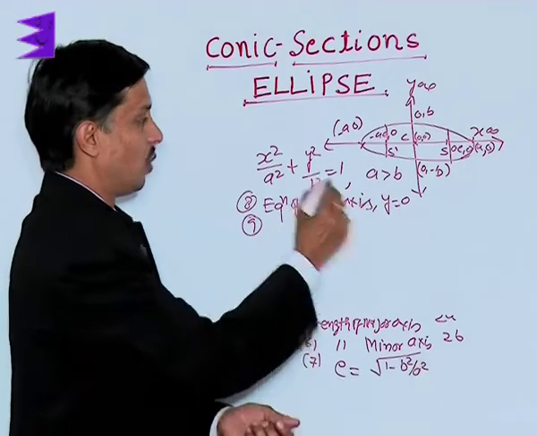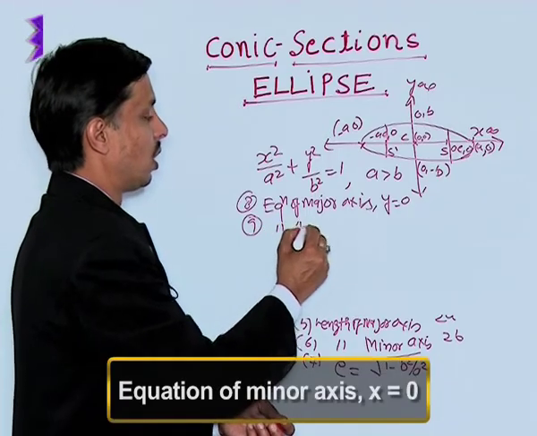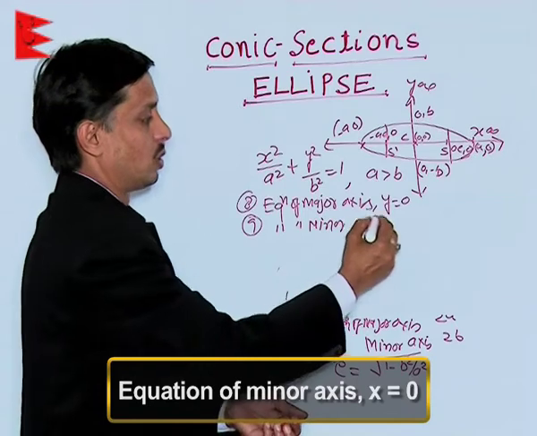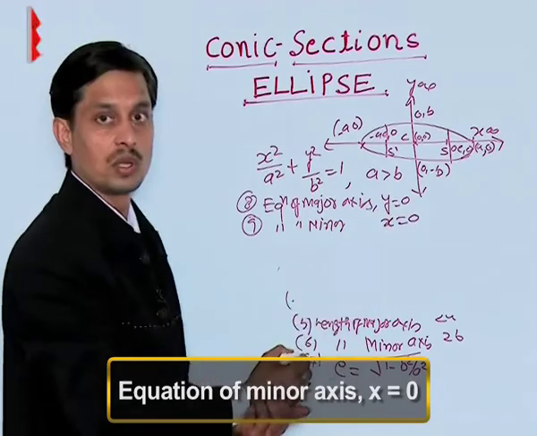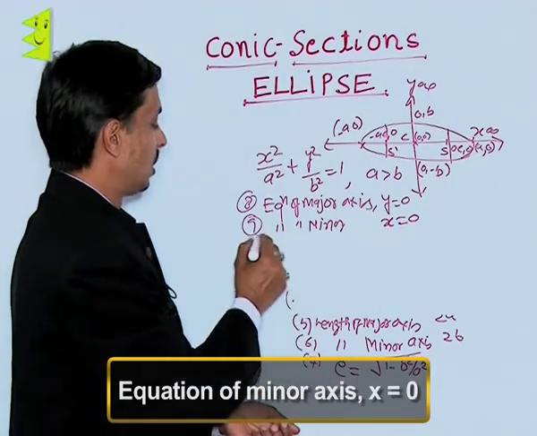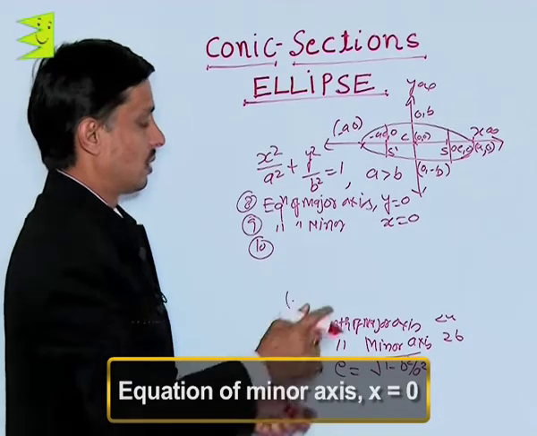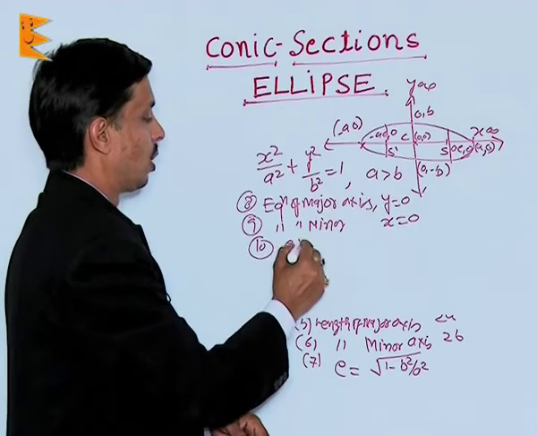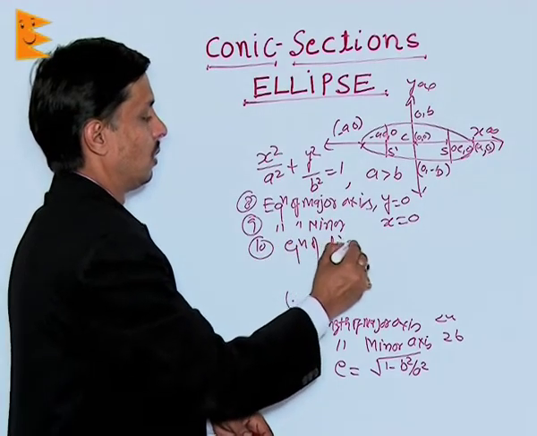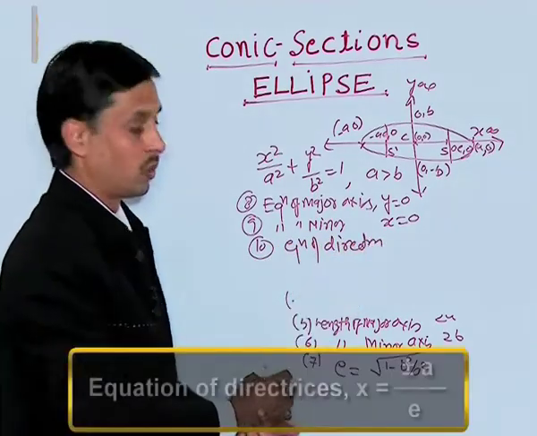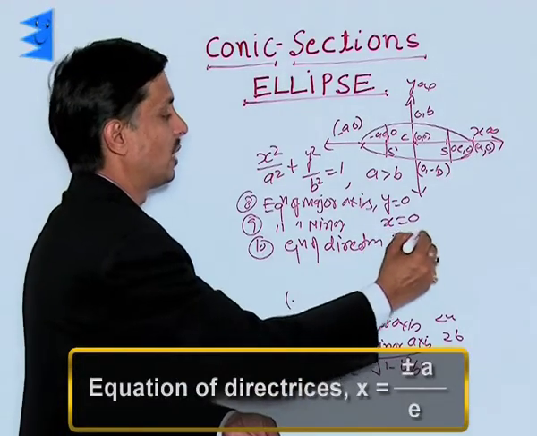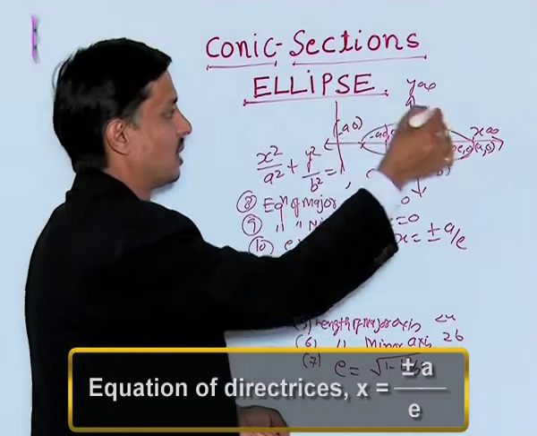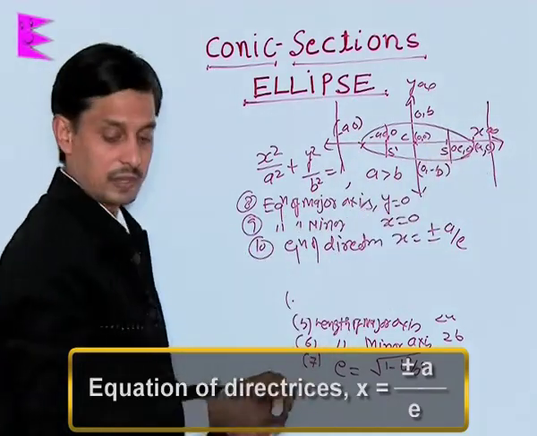The 9th one is, what is the equation of minor axis? The y-axis is minor, so its equation is x equals 0. Then the 10th information is, what is the equation of directrices? The equation of directrices is given by x equals plus minus a by e. One directrix is this, another directrix is this.